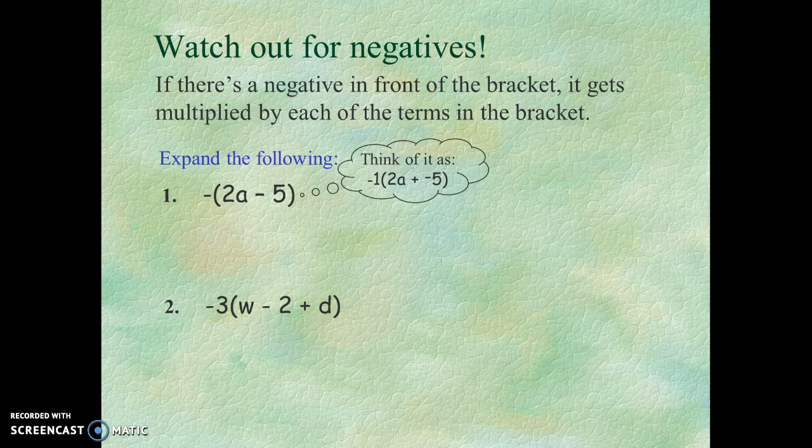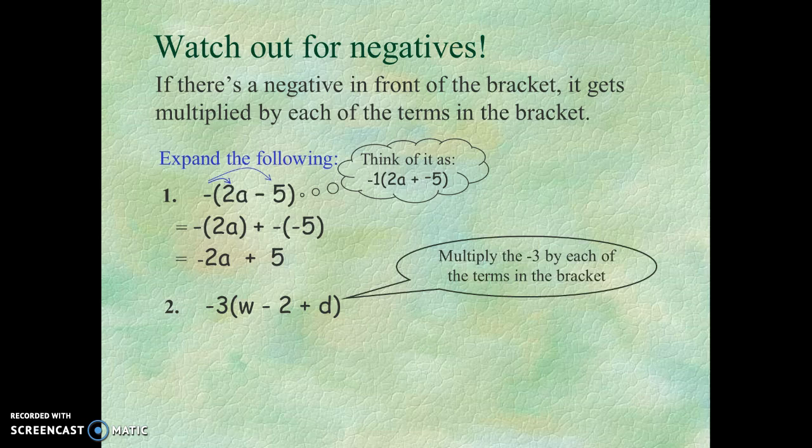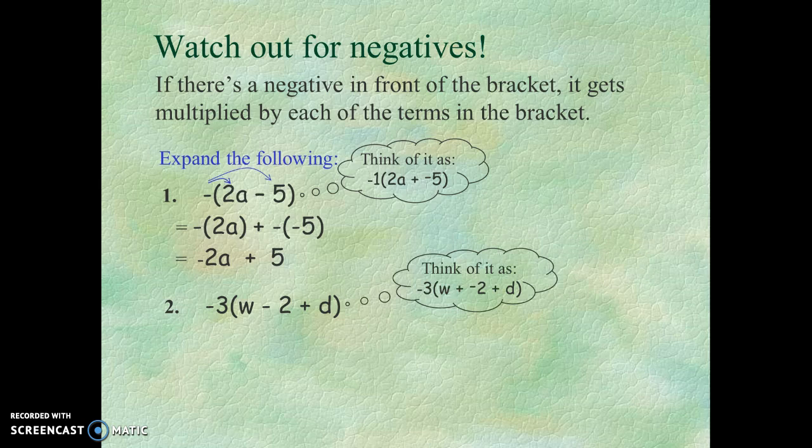You're multiplying a negative 1 times each of the terms. And you're going to get a negative on the 2a and a negative on the negative 5, which is going to bring you to a negative 2a, positive 5. Negative 3, now we're multiplying a number and the negative sign, is going to be multiplied times the w, the negative 2, and the d. Negative 3w plus 6 minus 3d.